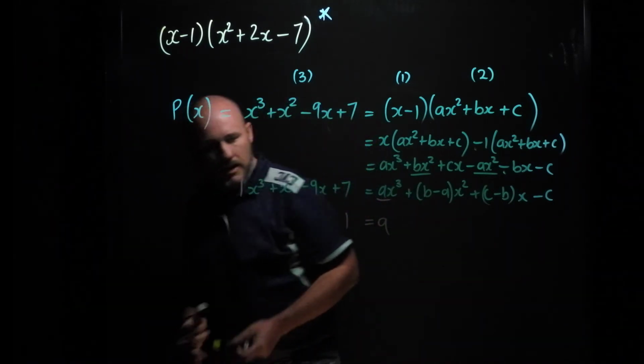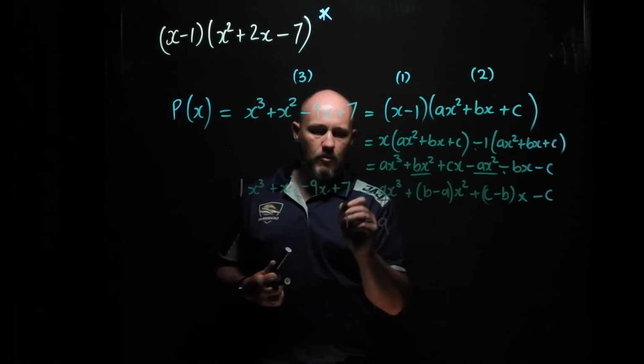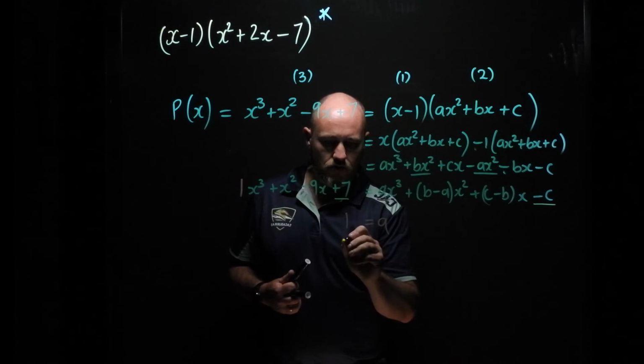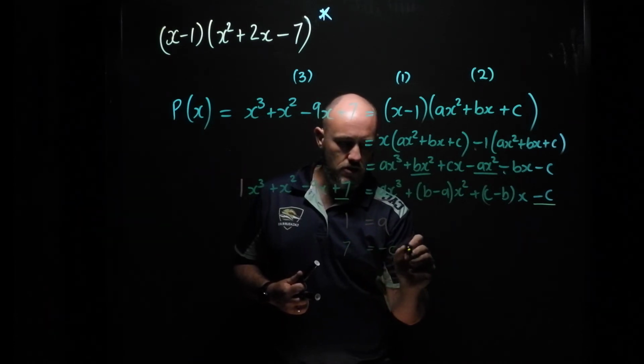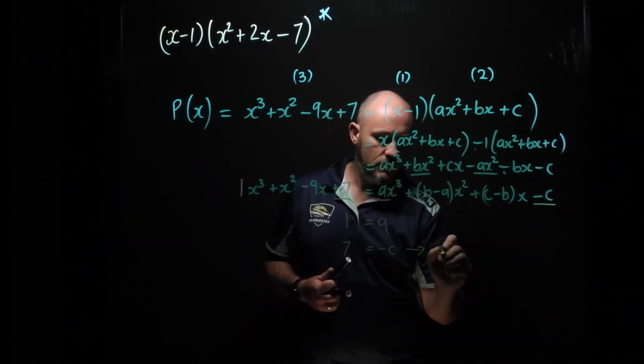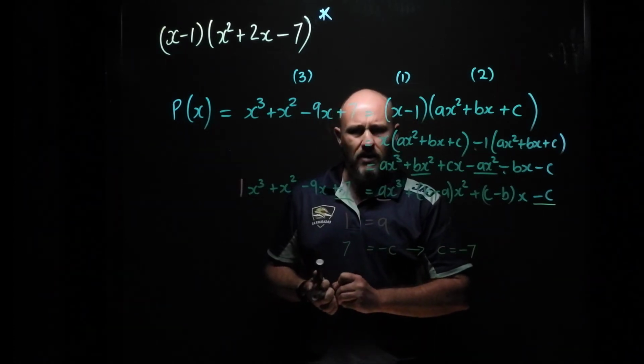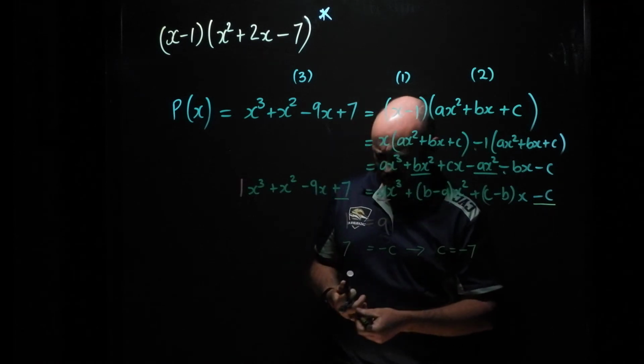Okay, now I've got my yellow pen, and we'll do it again. This time I might sneak down to here. 7 and minus c. So I've got 7 is equal to negative c, which leads to c equals negative 7. So I've got two of them. I've got a and c so far. And the first and last are usually the easiest to deal with.